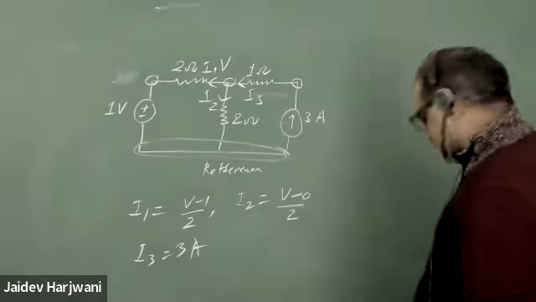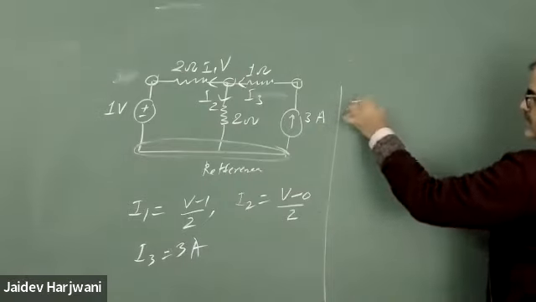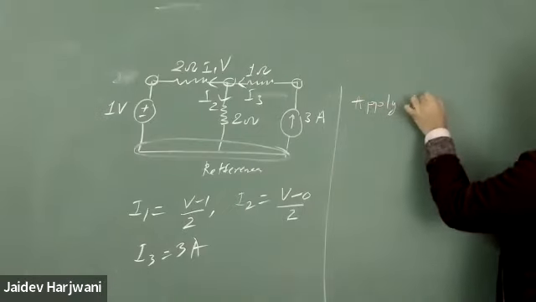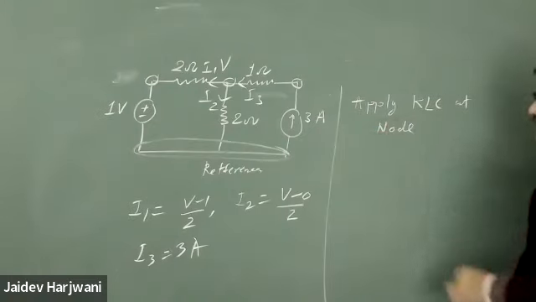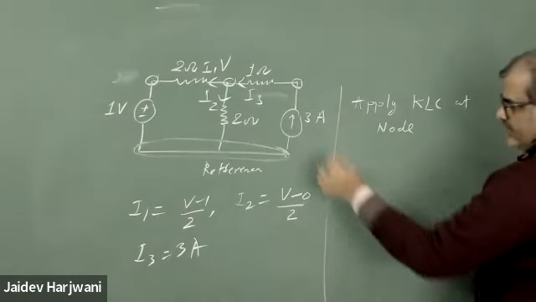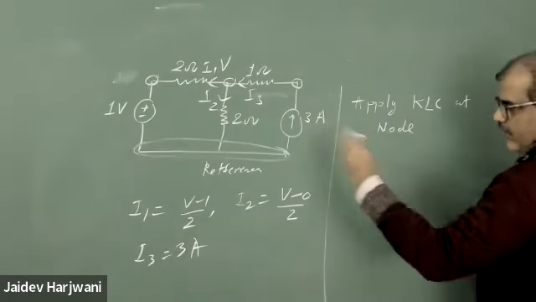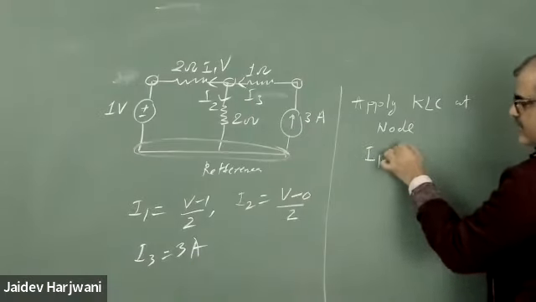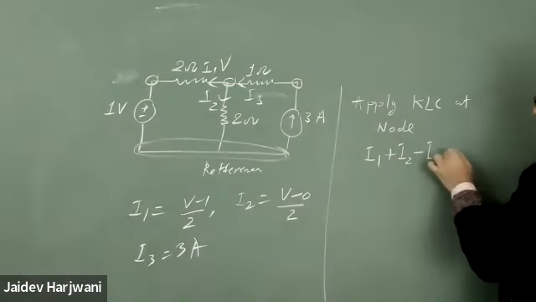Now apply KCL at the node. The algebraic sum of currents should be 0. I take outgoing current as positive, so I1 plus I2 are positive outgoing. I3 is incoming, so I take I3 as negative, equal to 0.